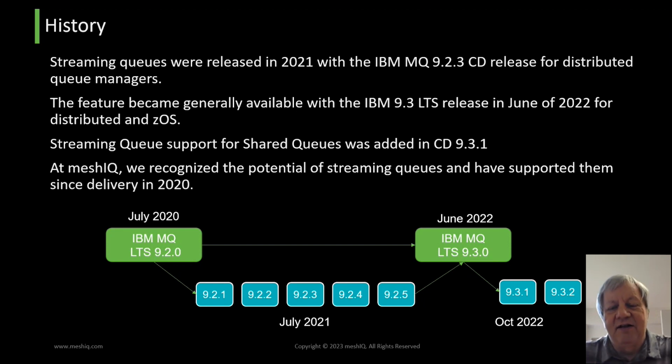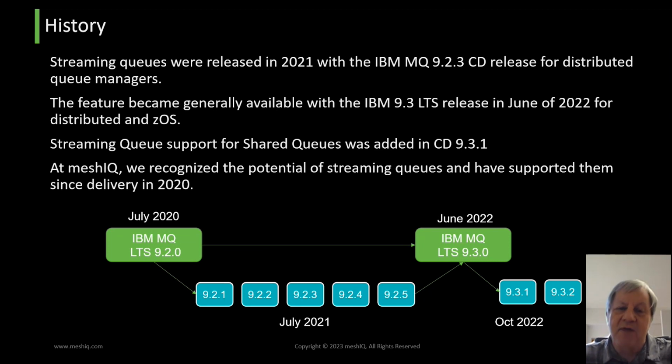And the long-term support version 9.3 in June of 2022 was the first time most customers got the ability to say, well, all of our queue managers can run with this, where maybe from a testing perspective back in 2021, you could have tested it. And then even as recently as October of last year, they released an update as a CD release, but this time to allow support for shared queuing on z/OS. So depending on which of those applies to you, the bottom line is today, most of you can at least take advantage of streaming queues.